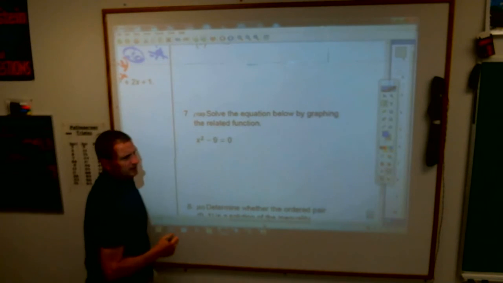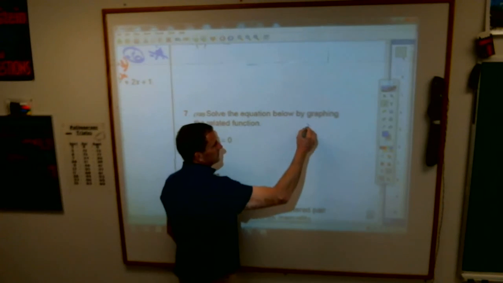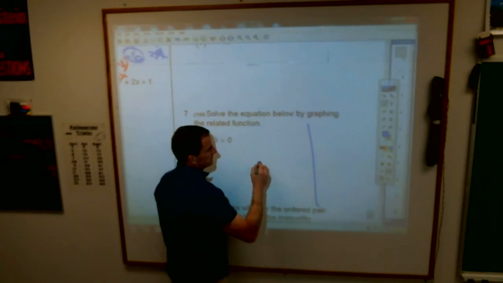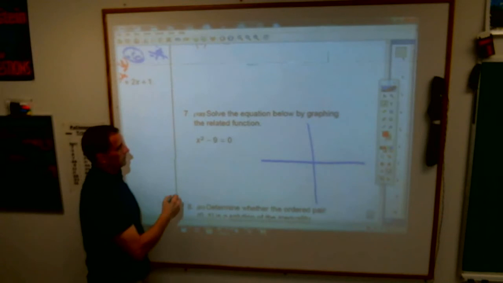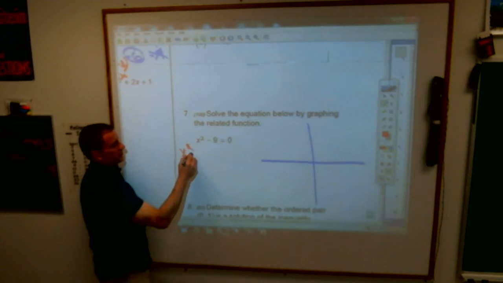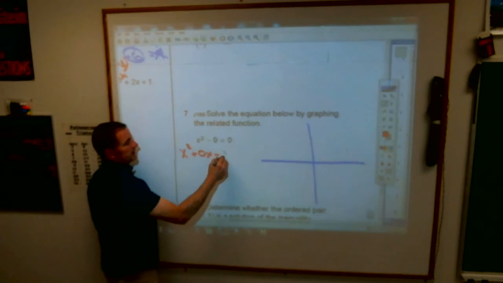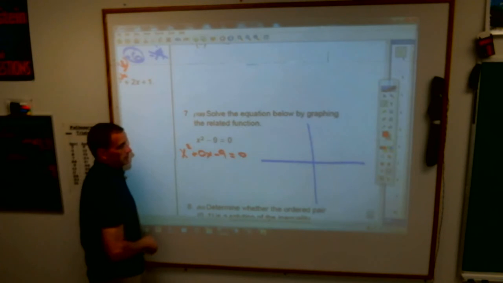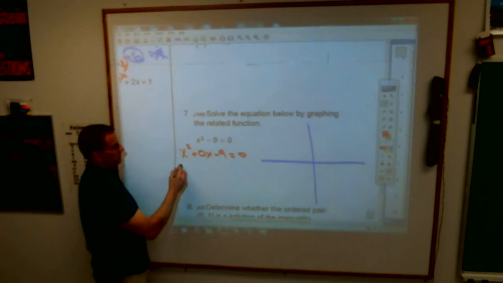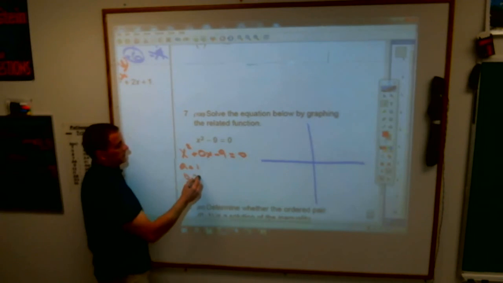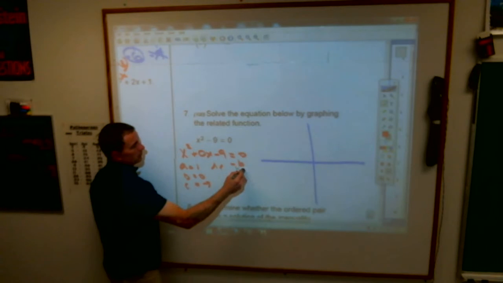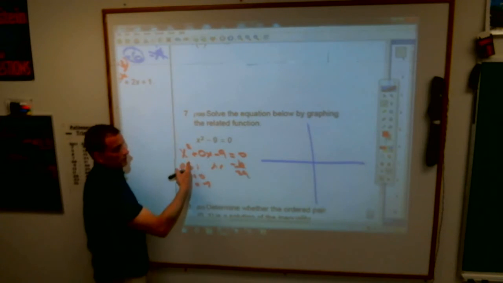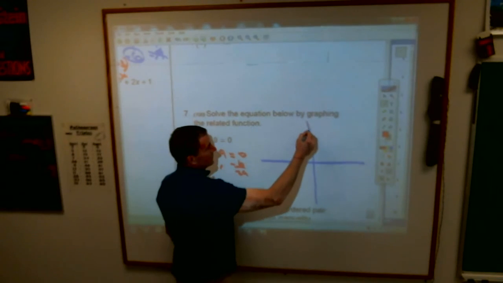You graph this? Just make sure your quadratic is x squared plus 0x minus 9 equals 0. Remember, a is 1, b is 0, c is -9. Axis of symmetry, negative b over 2a. Well, b is 0, so you're going to get 0, so the axis has to be here.